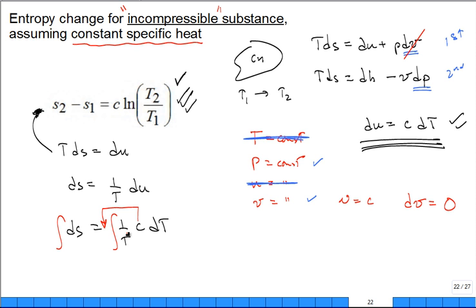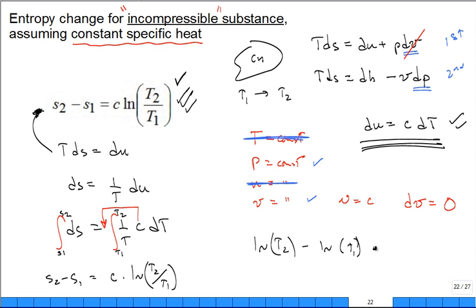Okay, the integral of 1 over T dT is the natural log. And so we integrate from the initial to the final temperature, from initial entropy to the final entropy. So we get S2 minus S1 is equal to C times the natural log of T2 divided by T1. I know I can do it in a couple steps. Remember, the natural log of T2 minus the natural log of T1 is equal to the natural log of T2 divided by T1. So I use that, right? Guess what this is? We just derived it.